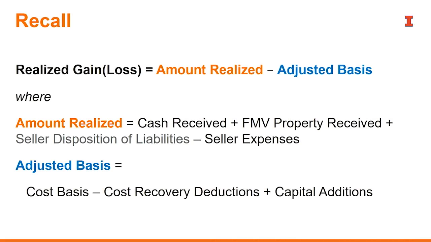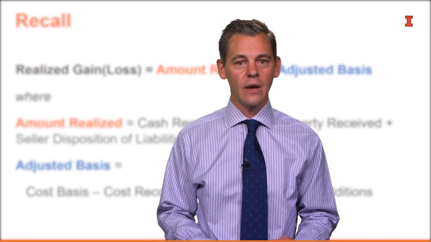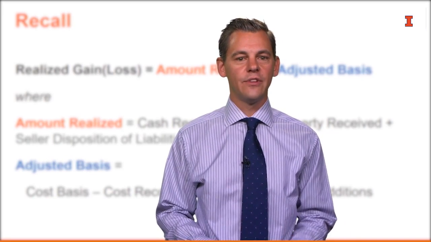Recall from our previous videos that we've been looking at calculating realized gains or losses as the difference between the amount realized and the adjusted basis. Here, from the seller's perspective, the amount realized is a sum of any cash received, plus fair market value of other property received, plus the disposition of liabilities, minus selling expenses. The adjusted basis was defined as the original cost basis, minus accumulated cost recovery deductions like accumulated depreciation, plus capital additions. In the simplest terms, the realized gain is the difference between the value of what the taxpayer got and the adjusted basis of what the taxpayer gave up.